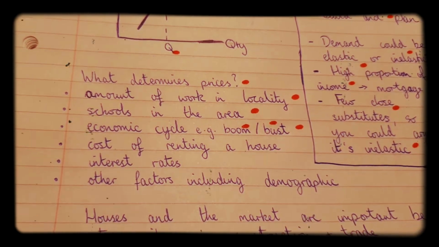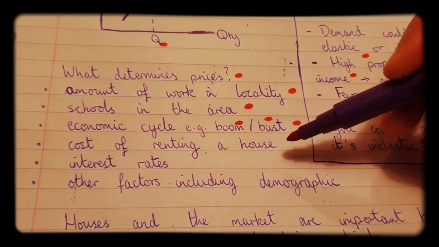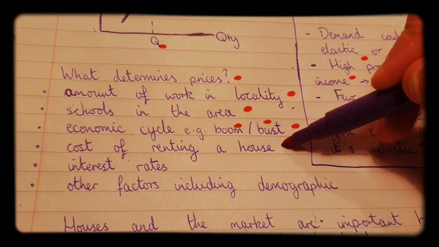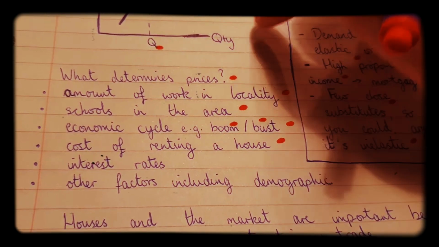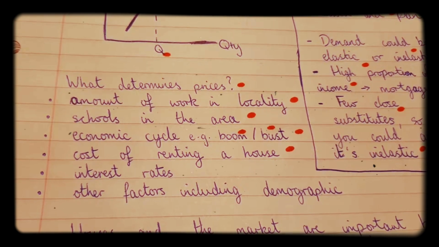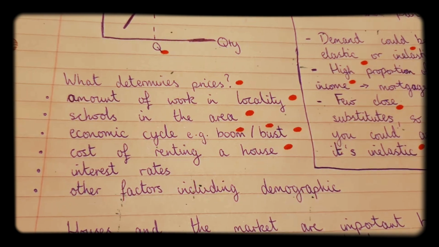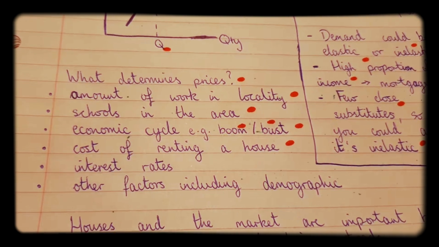Okay, another thing that might determine the demand for a house, for buying a house, is the alternative cost of renting a house. So if rental prices start going down as a result, then you could argue that the price of houses might start coming down because more people will start to rent in response.